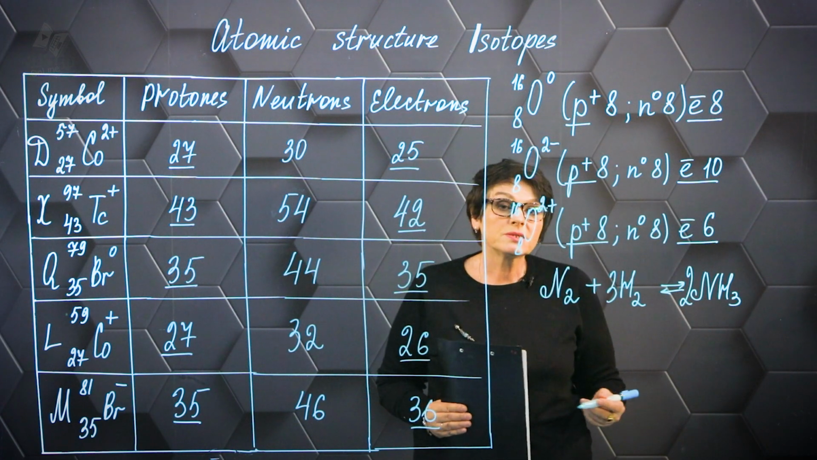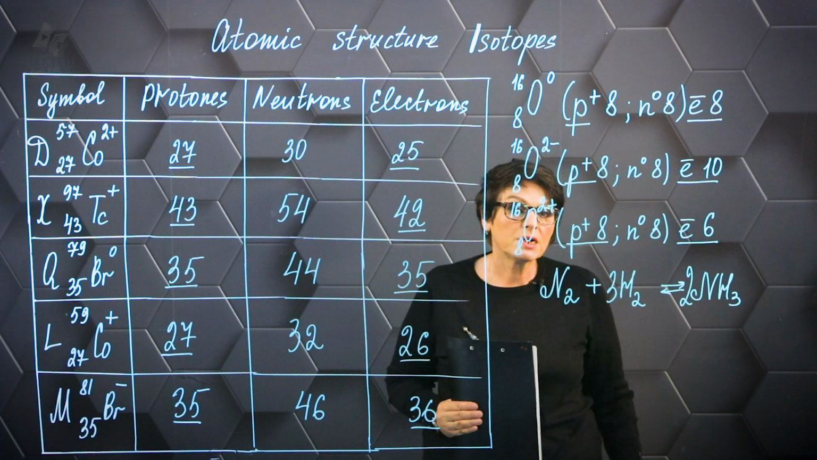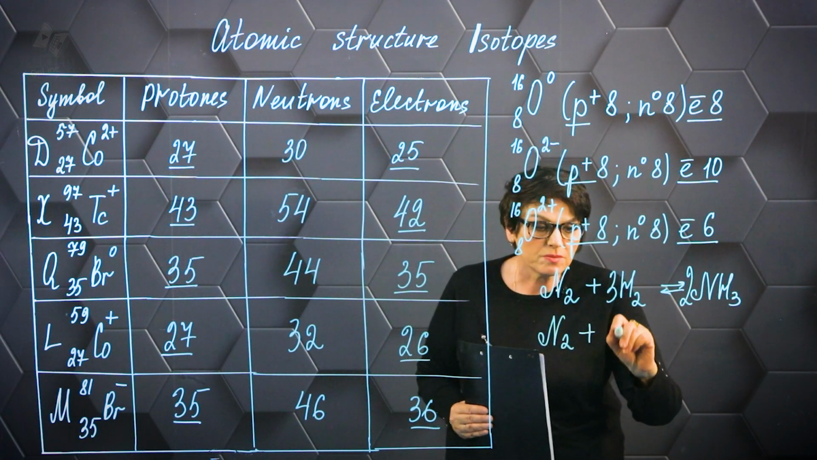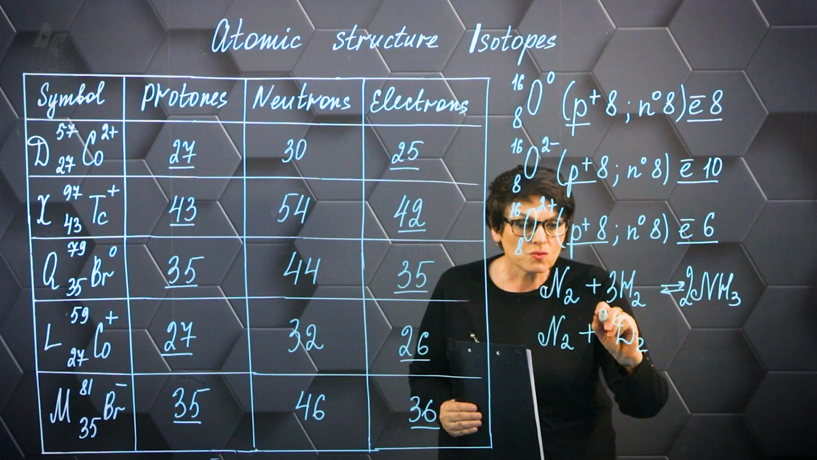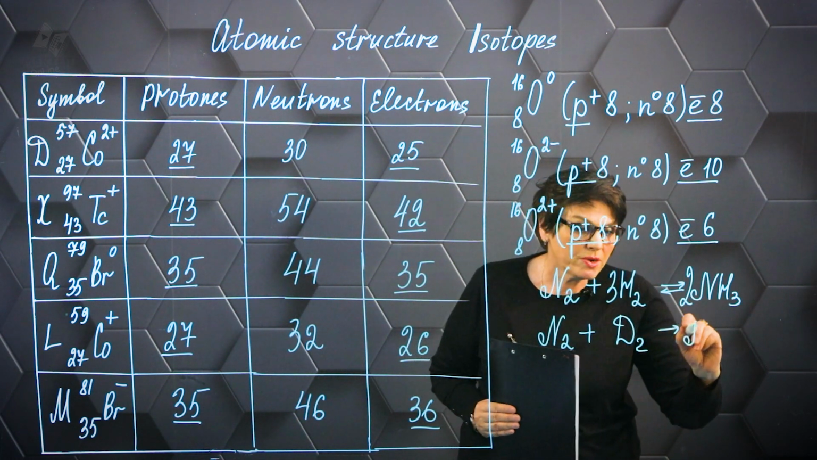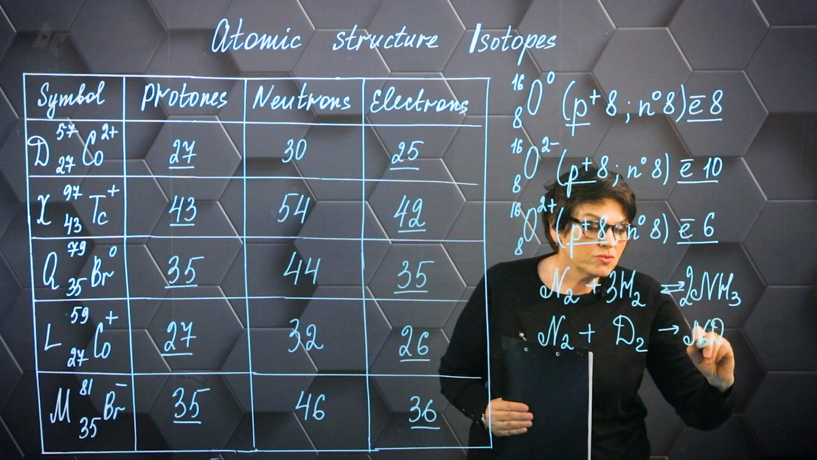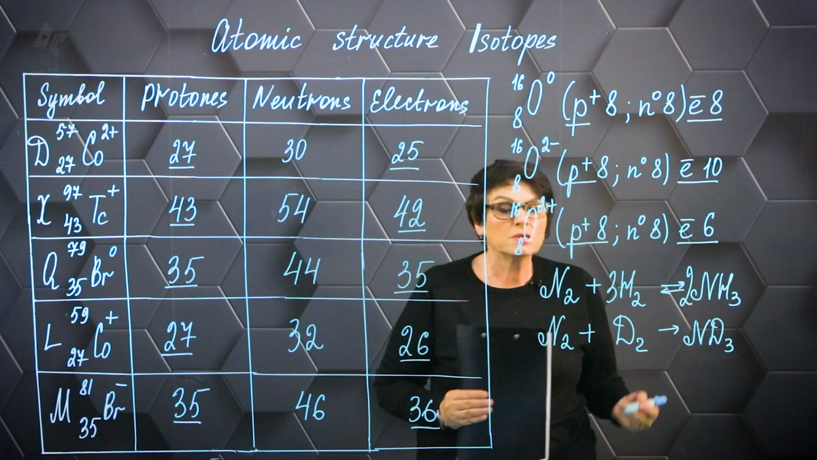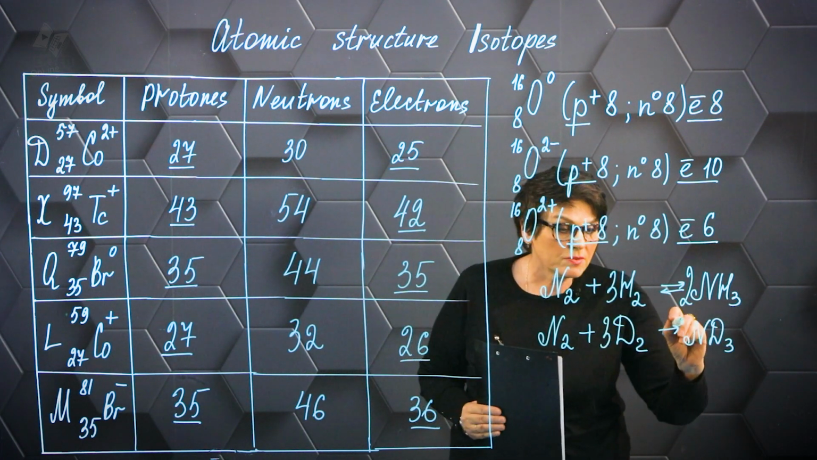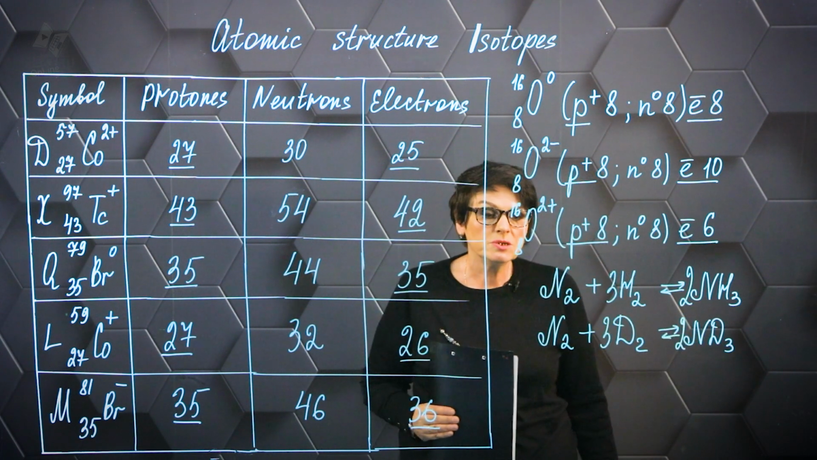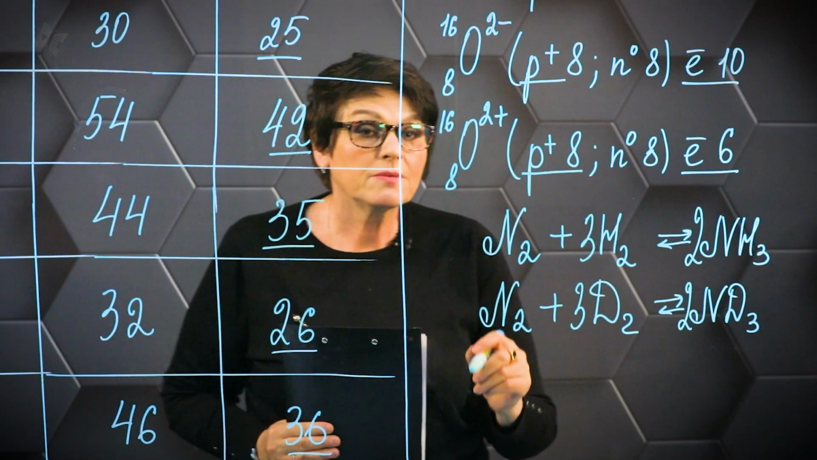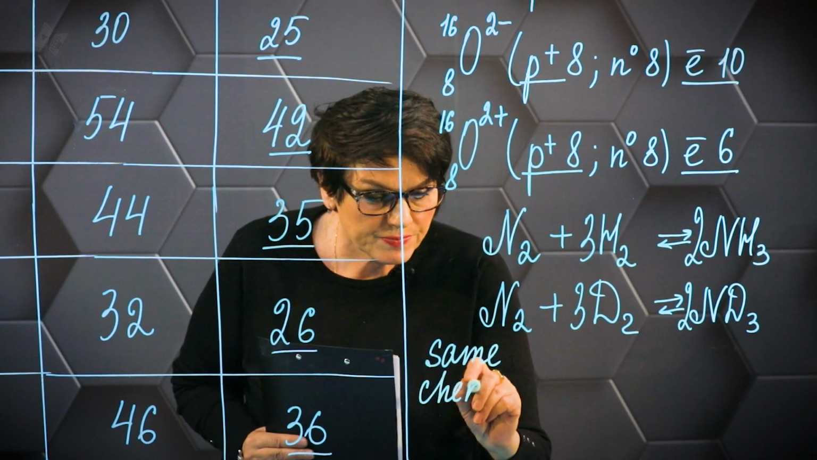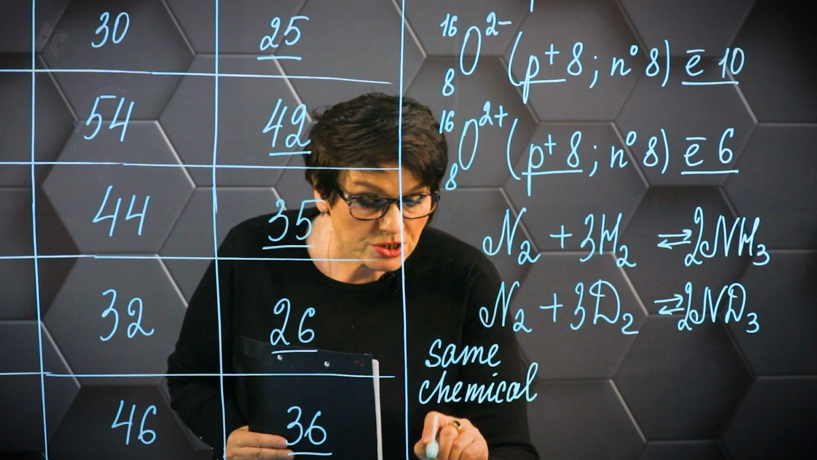What would change if we took an isotope of hydrogen instead of hydrogen? Then nitrogen would react with that hydrogen, for example, deuterium, which would form a similar compound. It would be ND3, so it would be a compound of nitrogen and deuterium. The coefficients would be the same. As we can see, our chemical reactions are very similar. Then the isotopes are said to have the same chemical properties.